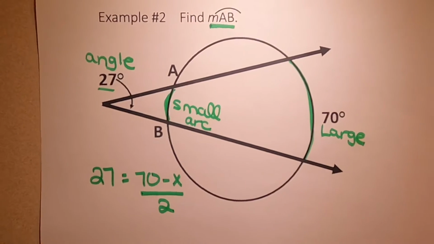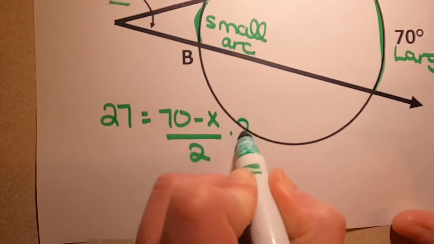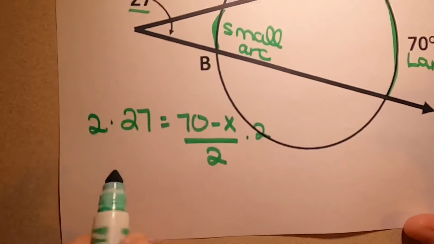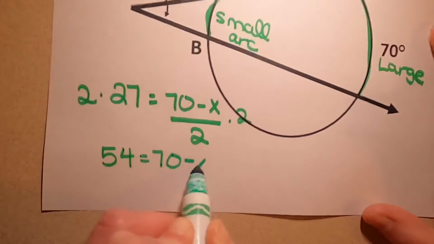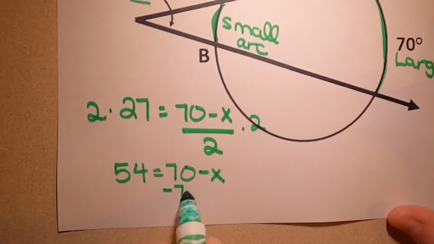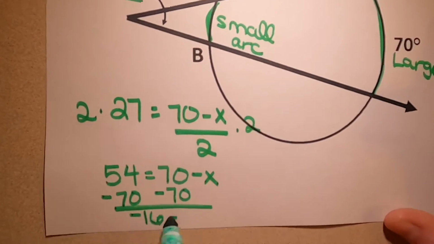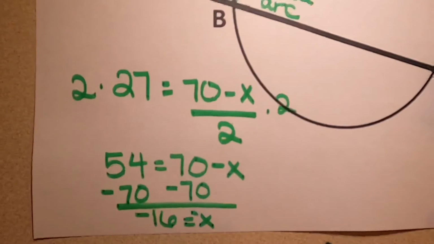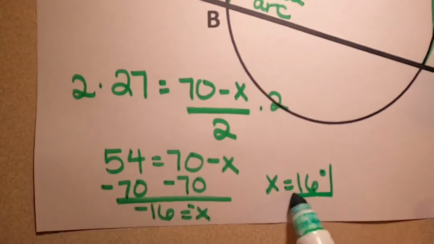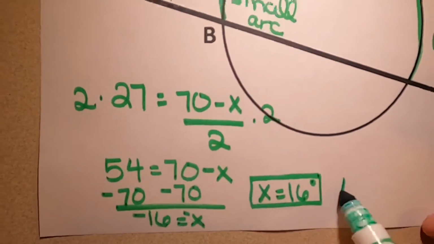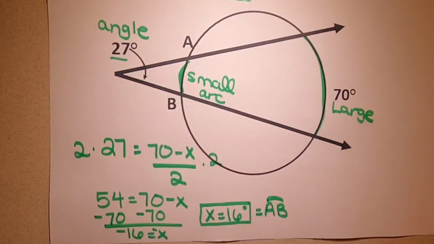Now, this is very similar to what we did yesterday, or Monday. We're going to multiply by 2 here. Multiply by 2. We get 54 is equal to 70 minus x. You solve it by subtracting 70. And I get a negative 16 is equal to a negative x. I divide by negative 1, and x is equal to 16 degrees. Now, that is the arc AB. The small arc AB is equal to 16 degrees.